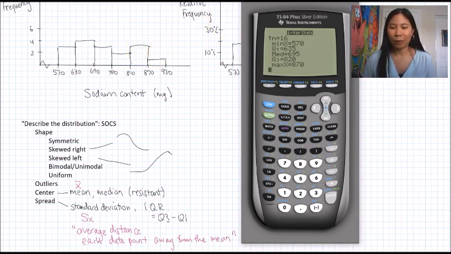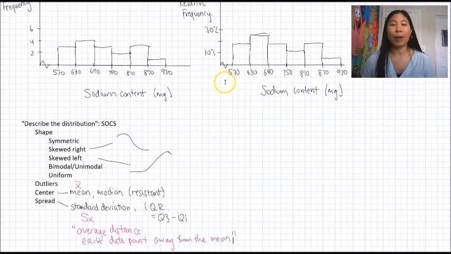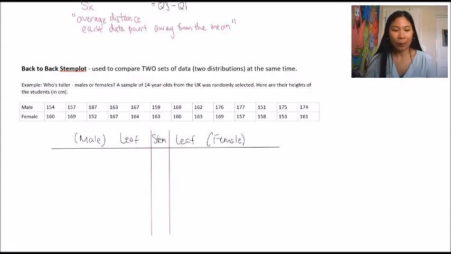Okay, so I know there was a lot of information here. There's just one more graph that I want to look at that's basically one that we've done already. However, this actually compares two different data sets at the same time. And this last one that I want to talk about is called the back-to-back stem plot. So my example, I've got a set of data about males and a set of data about females and their heights. This was taken from a sample of 14-year-olds from the UK, and they were randomly selected. Their heights are in centimeters because, you know, metric system. Anyways, so here we want to be able to make a back-to-back stem plot. And so it kind of looks like just the stem plot, except there's two sides to it, so that you compare both males and the females at the same time.